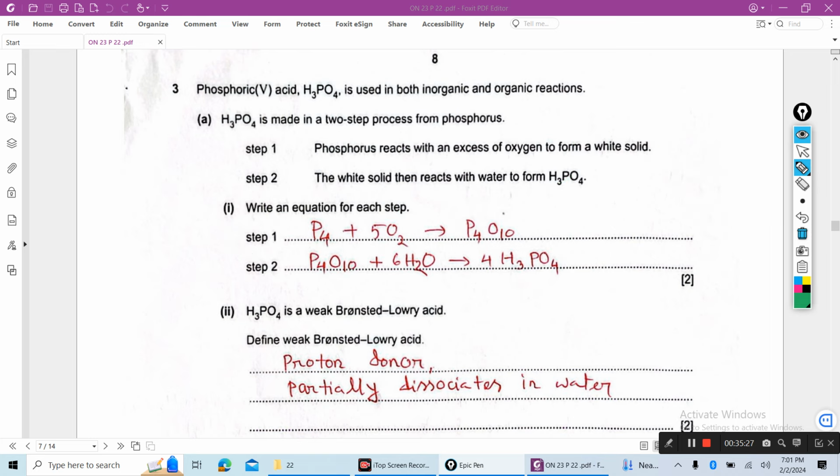Then step 2, this phosphorus pentoxide reacts with water to form phosphoric acid. So at first phosphorus reacts with oxygen to produce phosphorus pentoxide, then phosphorus pentoxide reacts with water to produce phosphoric acid, step 1 and step 2.